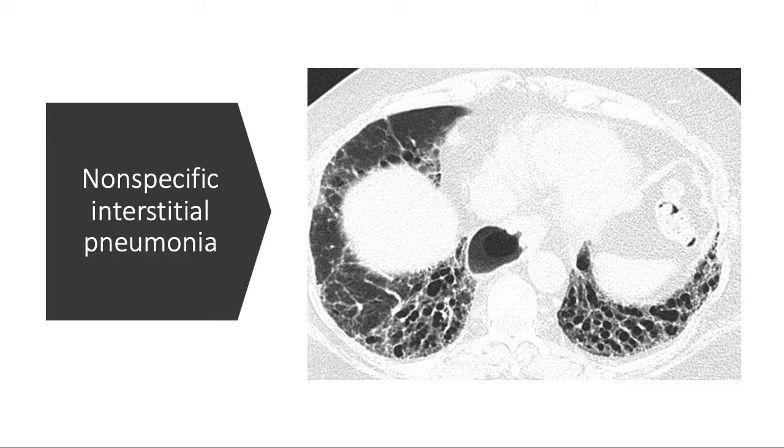Hypersensitivity pneumonitis may mimic usual interstitial pneumonitis and non-specific interstitial pneumonia on imaging. On the picture, you see a case of non-specific interstitial pneumonia that shows symmetric lower lung predominant reticular abnormality, exuberant traction bronchiectasis, and ground glass opacity, as well as a dilated esophagus in a patient with underlying collagen vascular disease.